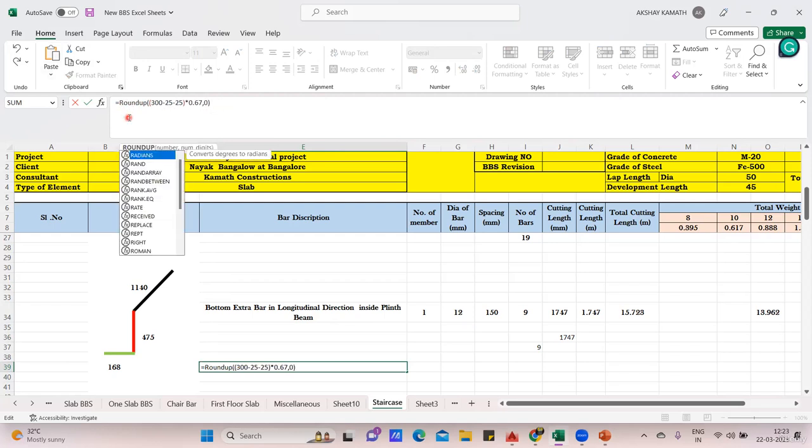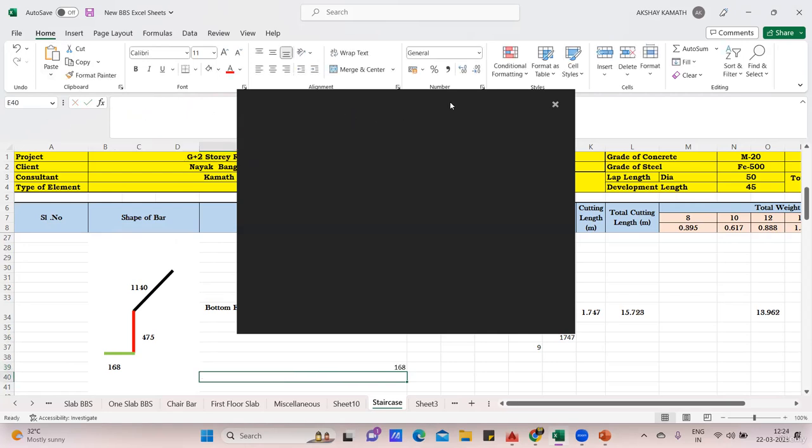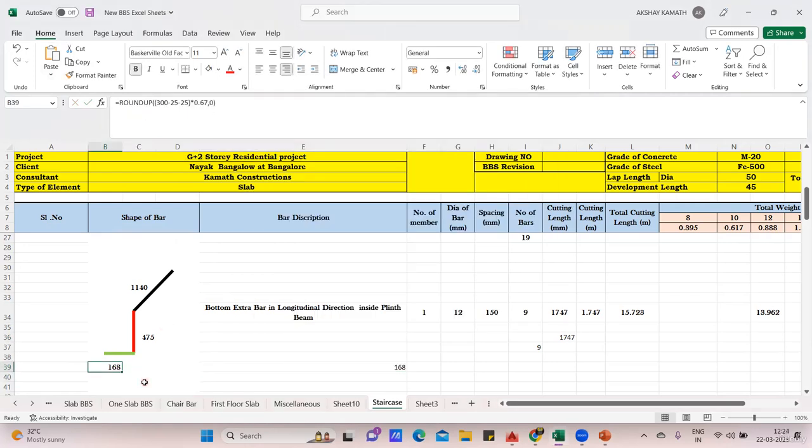Make it as ROUNDUP. So make it capital only, then it should work out. Okay, ROUNDUP, enter, finish. 168 I'm getting. Same thing I got here also. Got it, no? Finish. Now, what is the name for this?